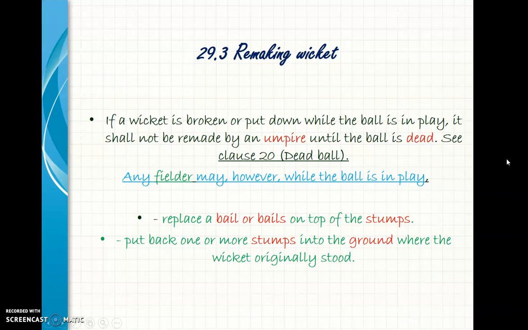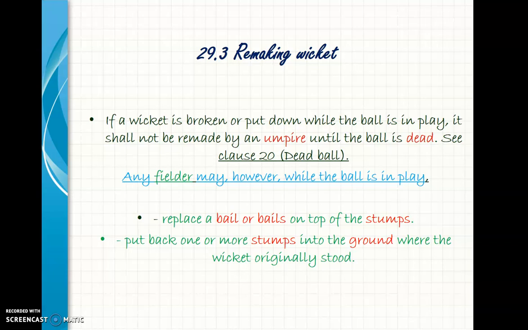Now moving forward, remaking the wicket. For example, the wicket is put down or both of the bails are down. Let's consider that scenario. If a wicket is broken or put down while the ball is in play, it shall not be remade by the umpire. A very important thing to note as an umpire is that if the bail is down during play, the umpire shall not remake the bails or the wicket until the ball is dead. So the umpire shall not put it back when the ball is in play.